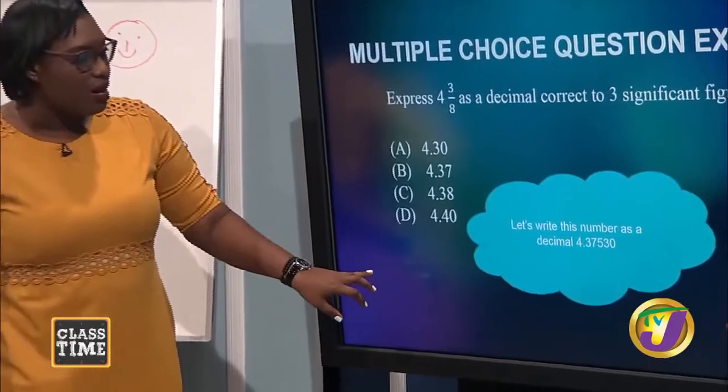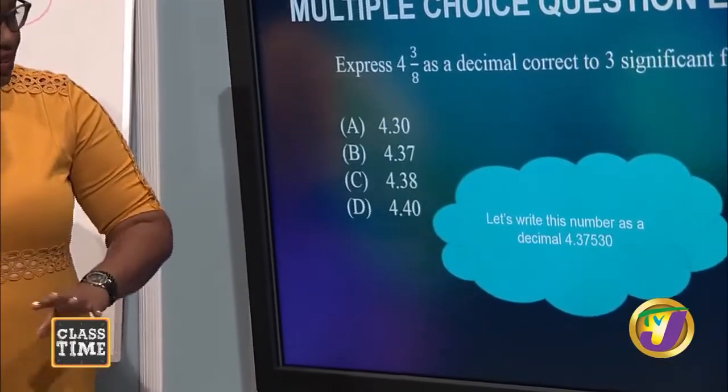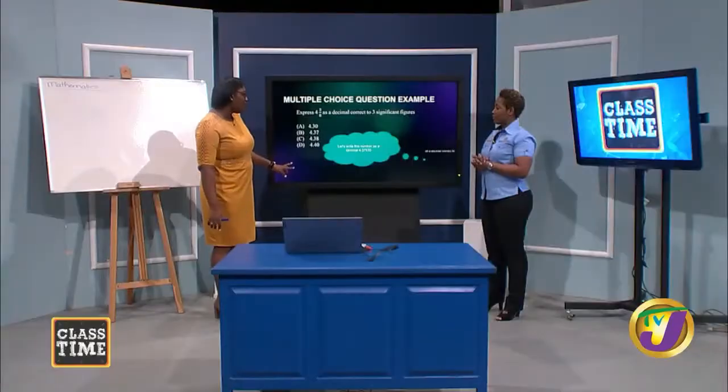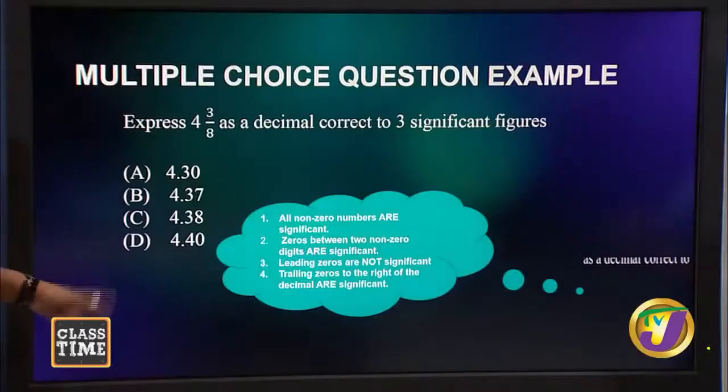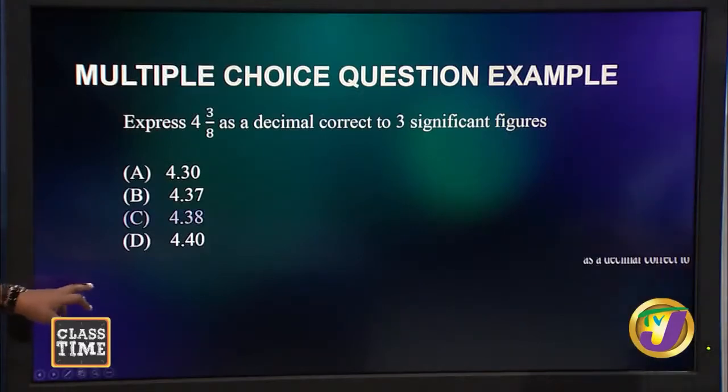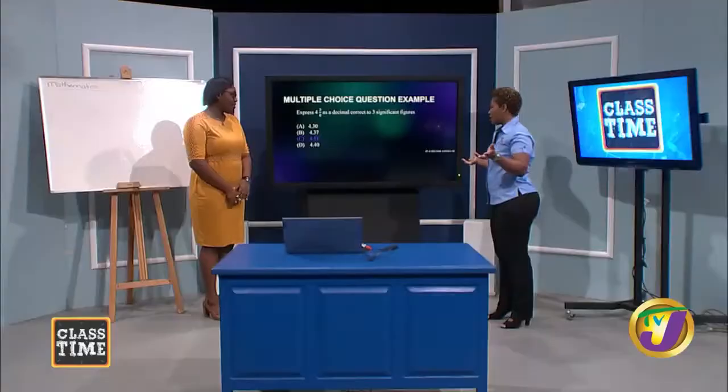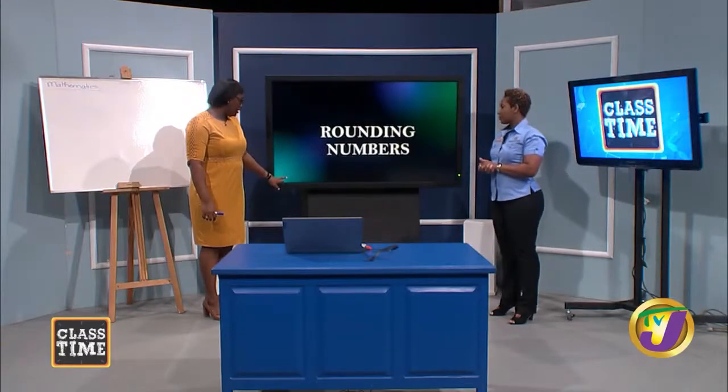So 4.37530 is closest to 4.38, right? So our answer would be 4.38. So we look at the number to the right of the last significant digit, and we see if it's closest to the next place. Yes. And we add 1 if it is, and if it's not, we drop it off.